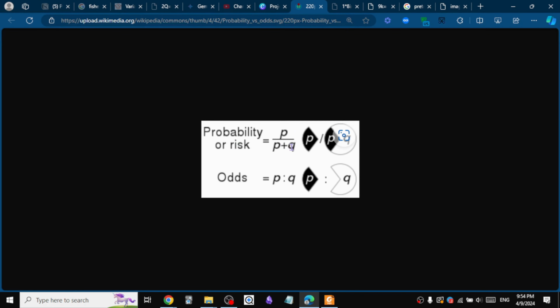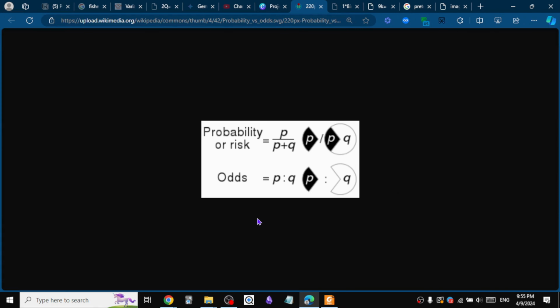Now, how do I represent p plus q in terms of just p? If the whole is represented by 1, and I subtract p out of it, I'll get q. Makes sense, right? So how do I change probability to odds? Odds is equal to p divided by 1 minus p. That's the general formula.